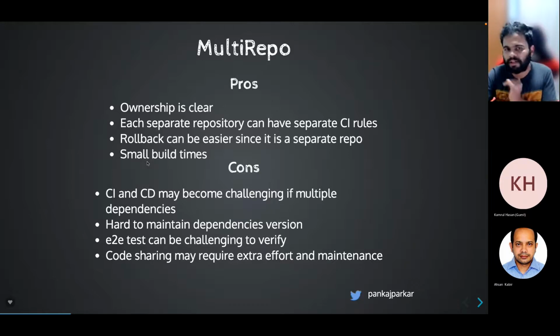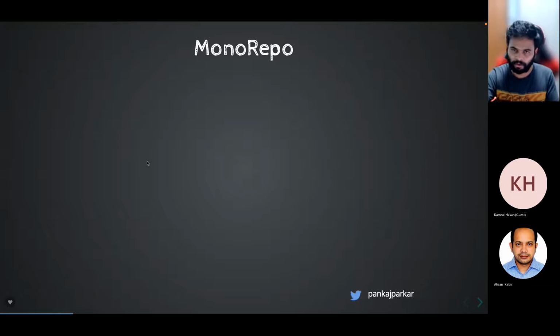So let's look at the other part of it. Multi-repo was multiple repositories. Let's look at monorepo, or let's call it a single repo. What this basically means is your complete application will be staying under the same repository, one single repository.